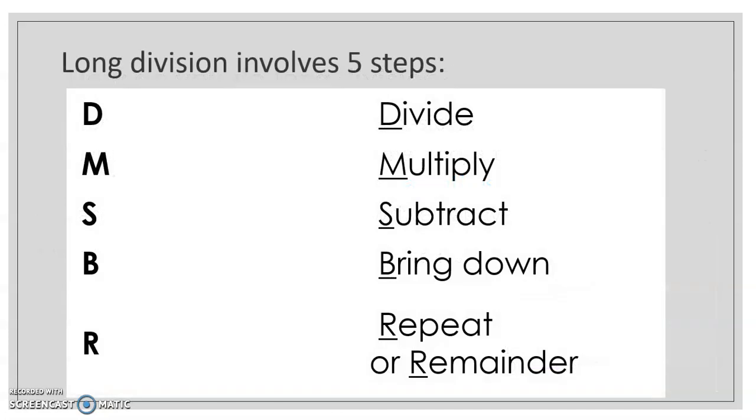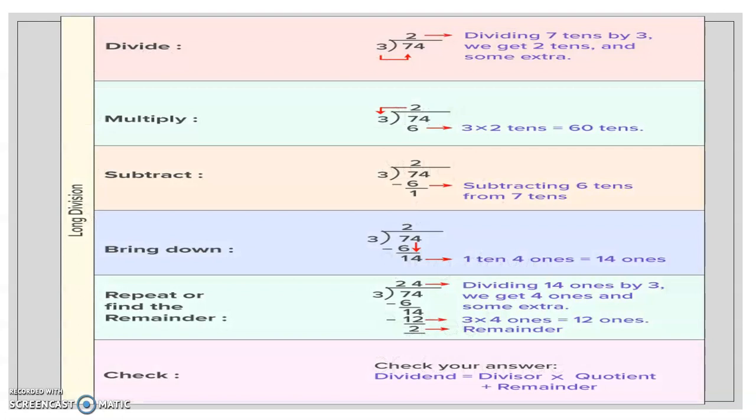Now, long division involves 5 steps. The first step is to divide. The next step is to multiply. Then we subtract, bring down, and repeat. If the remainder is less than the divisor, it becomes the remainder. Now this is a question that says 74 divided by 3.